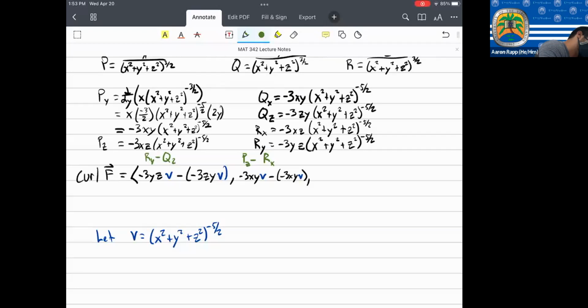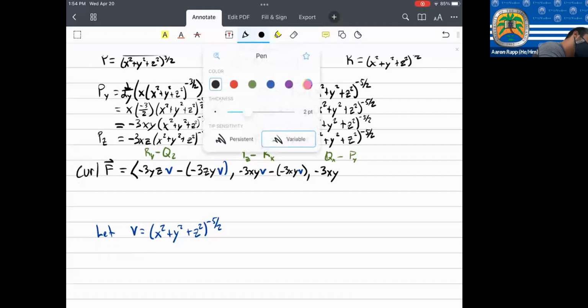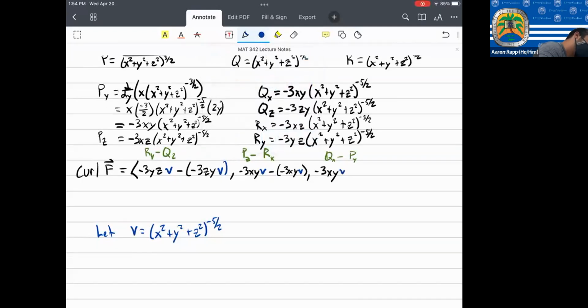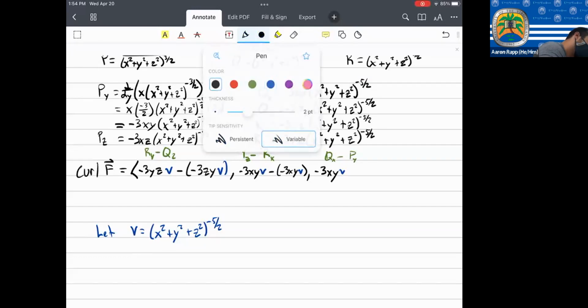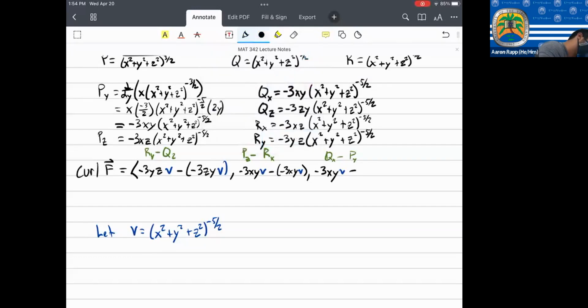And then I see the time. So this one is right, no, Q. Q minus P, XY, give me negative 3XY V minus negative 3XY V.